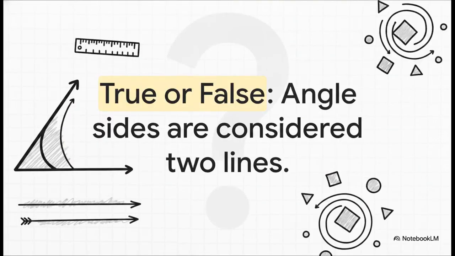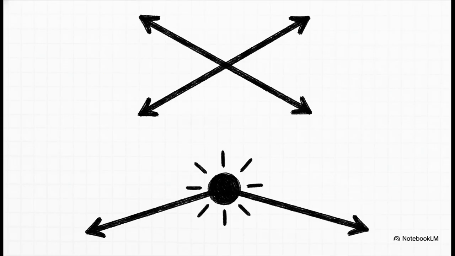Let's try pause check 2. True or false? The two sides of an angle are considered two lines. Once again, please pause the explainer to evaluate this statement based on our earlier myth busting. And the answer is false. The reasoning is that an angle is formally formed by the union of two rays, not lines, sharing a common endpoint which we call the vertex. Remember, lines extend infinitely in both directions, whereas these rays start at that exact shared vertex.